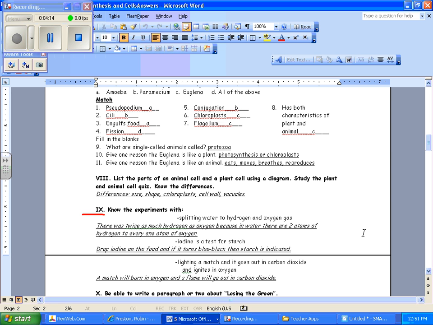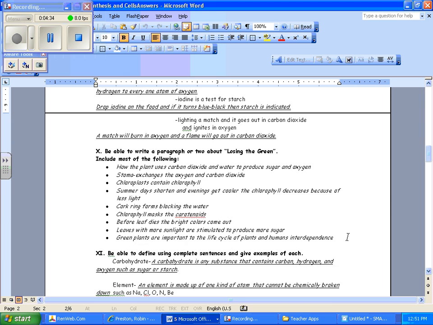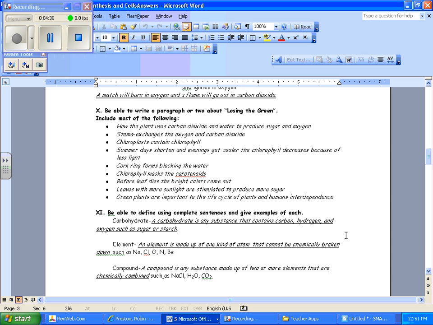Also, that iodine, if you drop iodine on something, it turns blue-black. It tells you starch is present. And then a match will burn in oxygen and a flame goes out in carbon dioxide. Also, you need to know that nitrogen is the main element of the atom, because a lot of people think oxygen is the main element, and it's not. I'm going to skip down to number 11, Roman numeral 11, then I'll come back up to 10. Number 11, a lot of people mess this up.